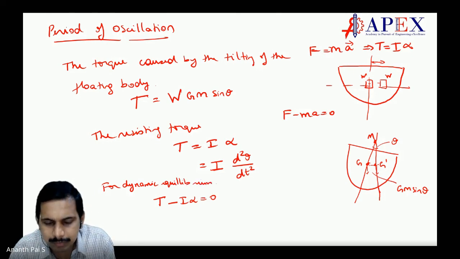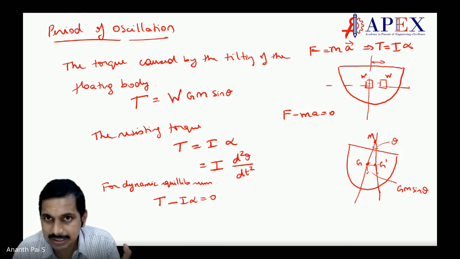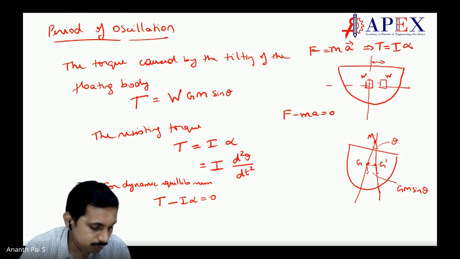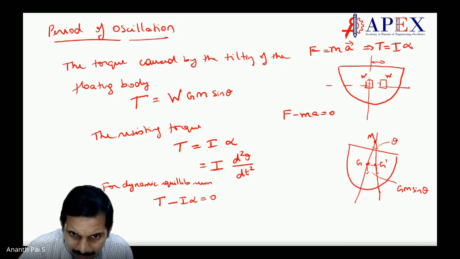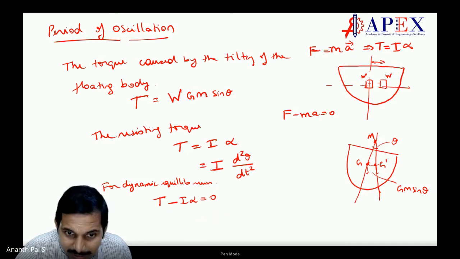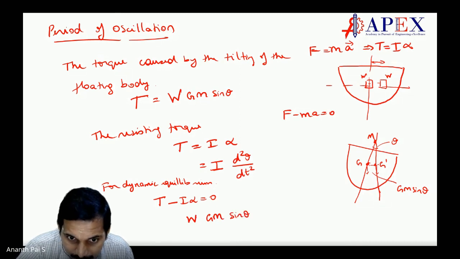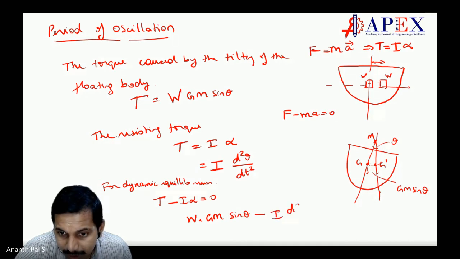For dynamic equilibrium, this is an inertial one that you will see in vibrations further. Okay. So T minus I alpha is equal to 0. Now, if I write this properly, what is the torque? Torque is given as W into GM sine theta, so W into GM sine theta minus I into d squared theta by dt squared is equal to 0.